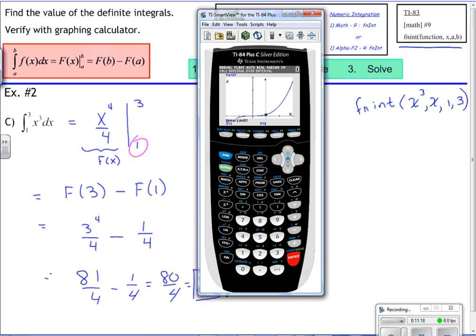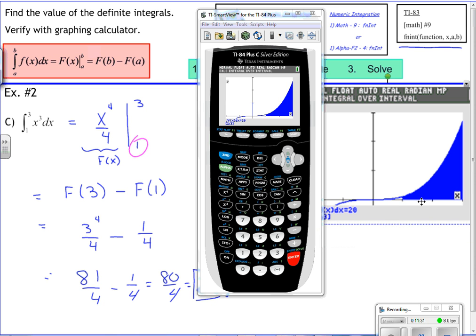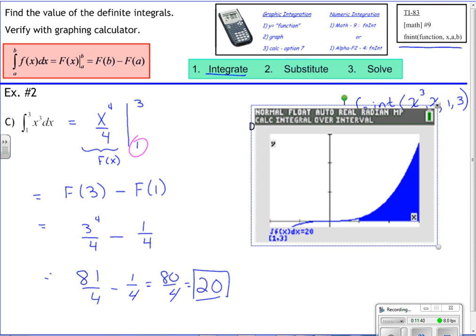And then it asks me for my upper limit, which is 3, so I hit 3, and it's going to show us the region, and that too came out to be 20. Let me get it a little larger. So there's the area under the curve, that is 20. You can use either method that you would like to do that definite integral on your calculator.